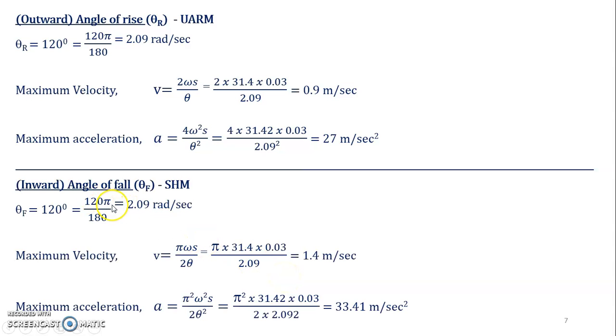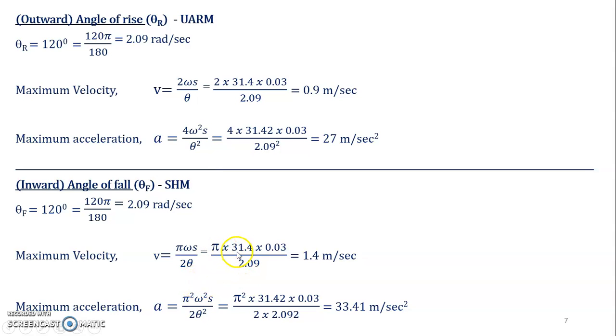Then next, I have to calculate the same thing for the inward angle, or angle of fall, which follows simple harmonic motion. Now, angle theta f is equal to 120 degree. Again, convert that into radians: into pi by 180 gives me 2.09 radians, not radian per second. Then the maximum velocity, because it is simple harmonic motion, is v equal to pi omega s by 2 theta. That's the formula.